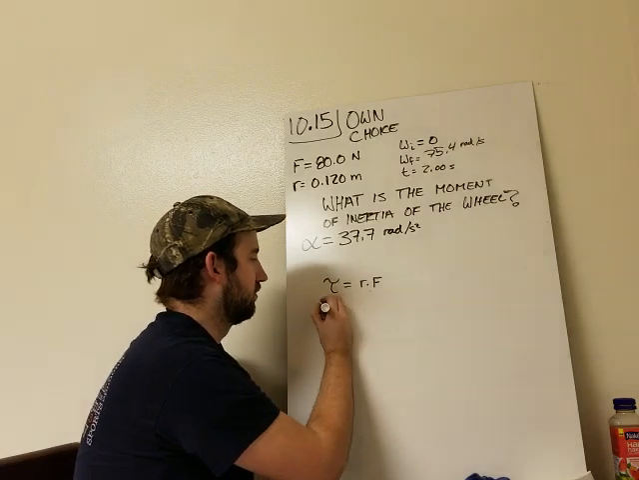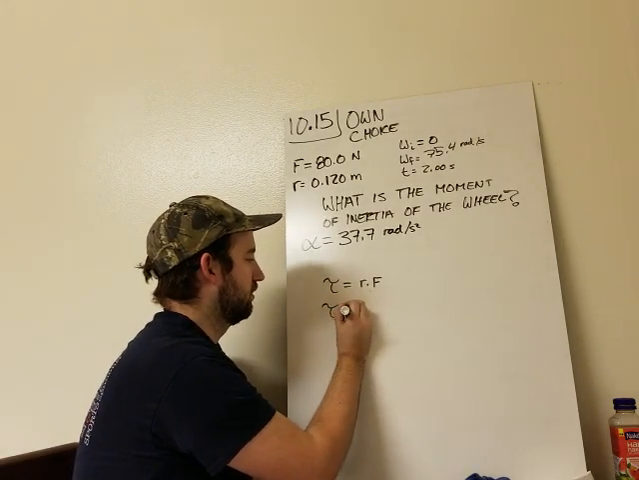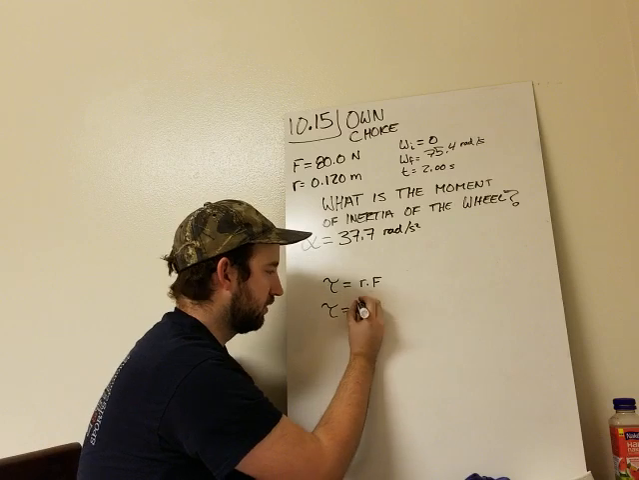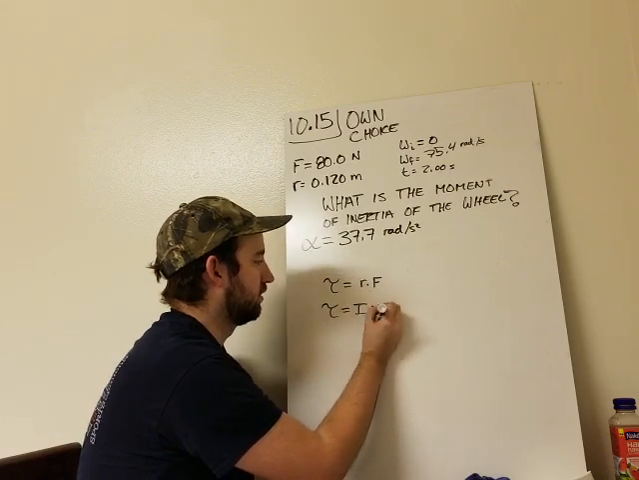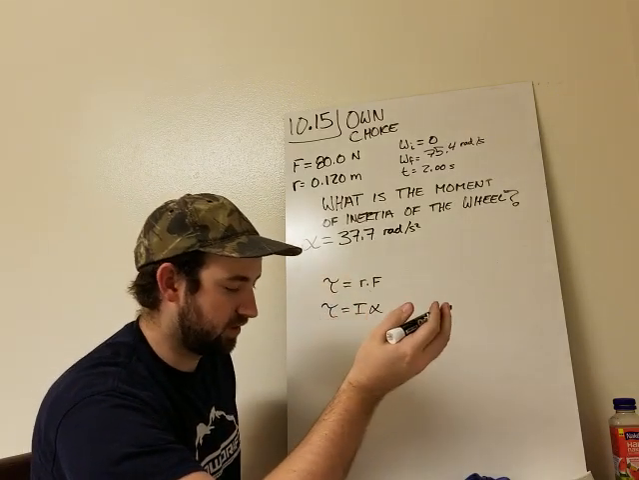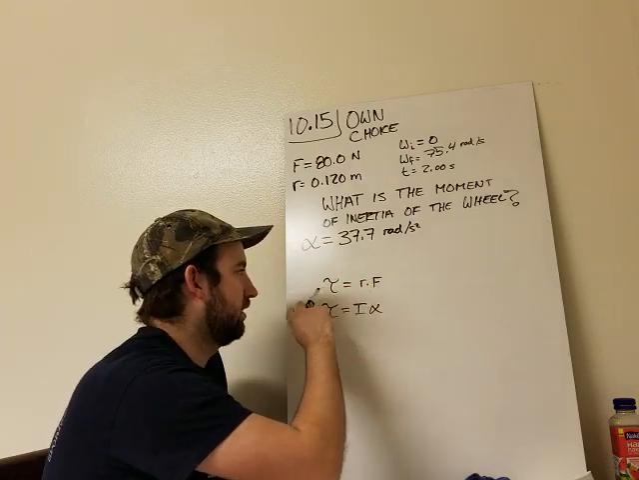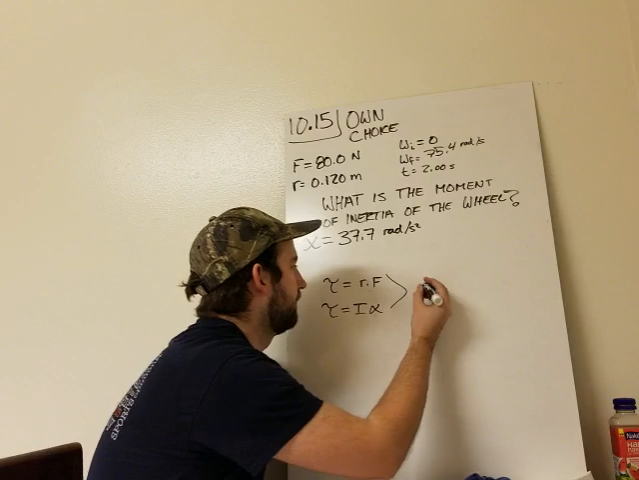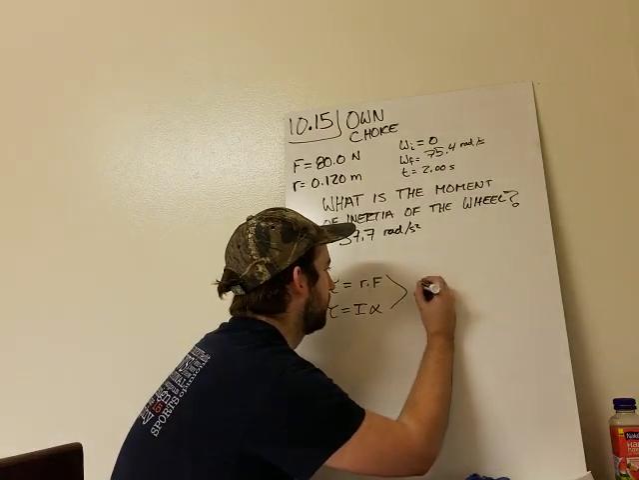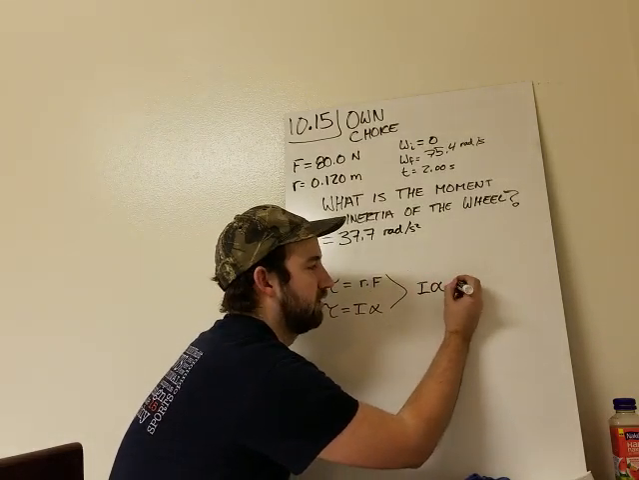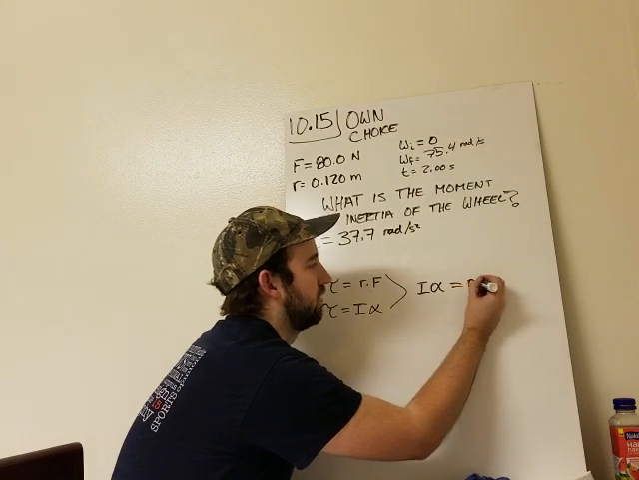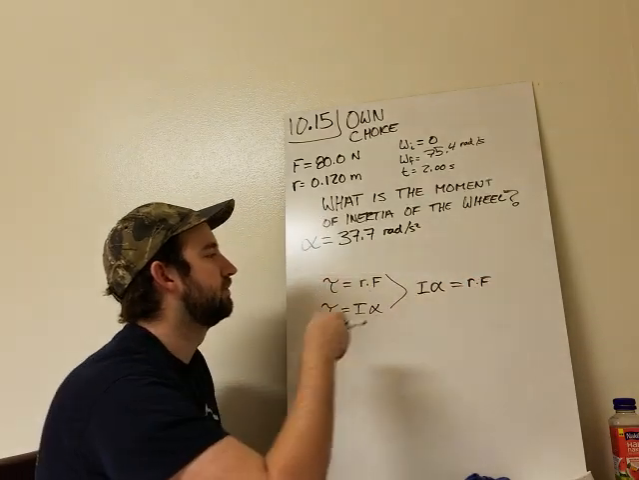And then we also know that the torque is also equal to the moment of inertia times the angular acceleration. Since both of these are equal to the same thing, we can combine them, and we end up getting that the moment of inertia times the angular acceleration equals the radius times the force.